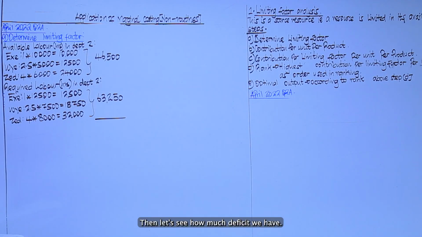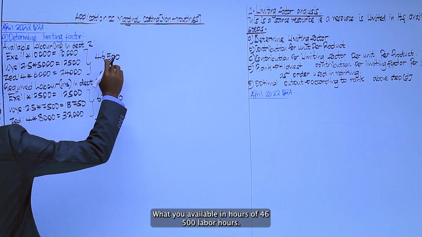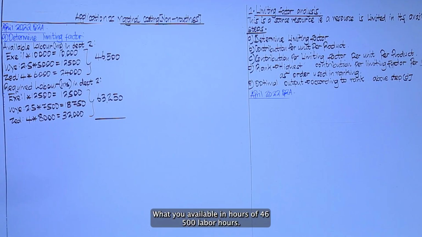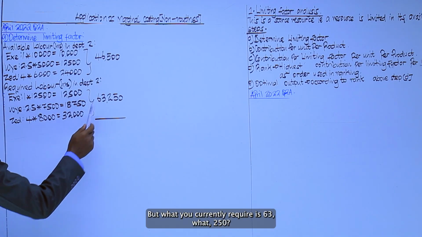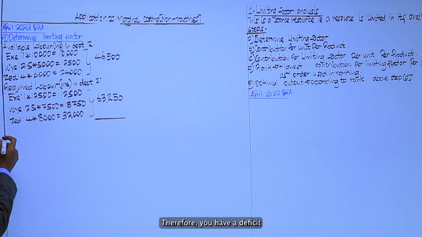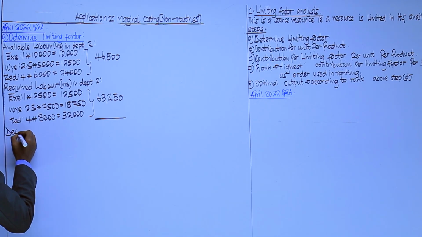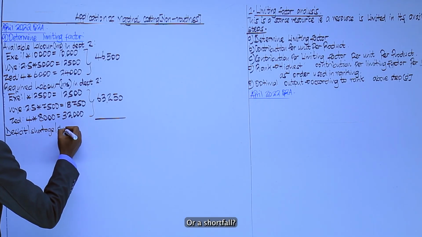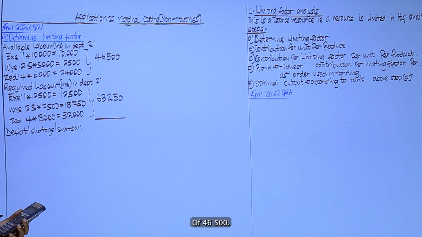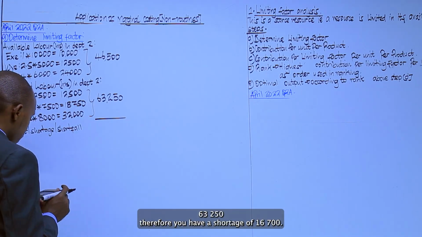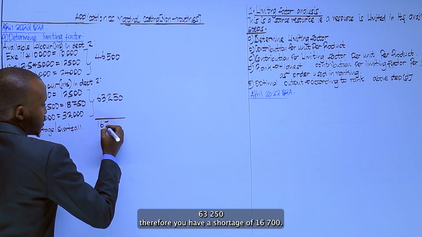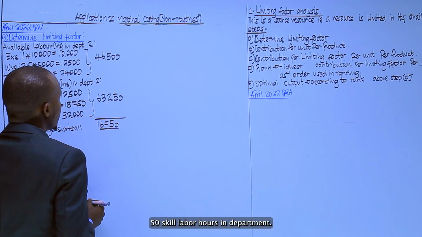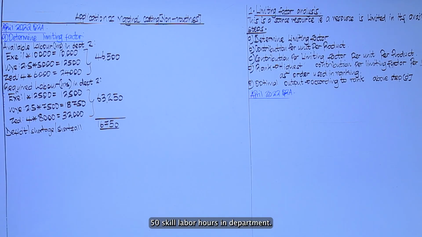Then let's see how much deficit we have. Your available labor hours are 46,500 labor hours, but what you currently require is 63,250. Therefore, you have a deficit, or a shortage, or a shortfall of 46,500 less 63,250. Therefore, you have a shortage of 16,750 skilled labor hours in department 2.